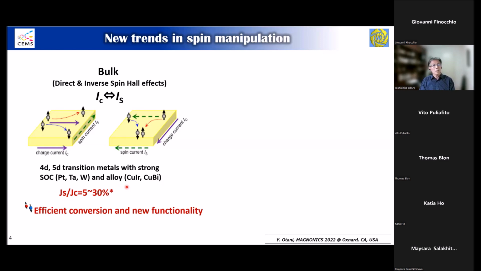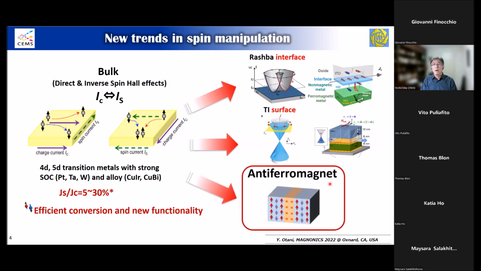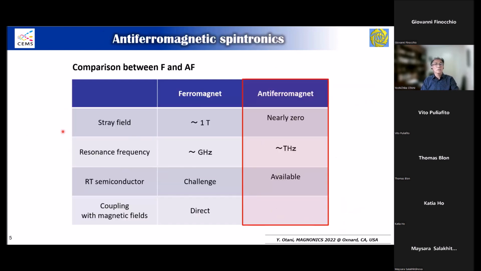But still, I'd like to have more efficient conversion and also new functionality. The recent trend is to use interface or surface. The topological insulator surface state will give you, in principle, 100% spin conversion. More recently, we are focusing on antiferromagnet, which has a function of spin source, as well as information storage. So that's what I would like to say.